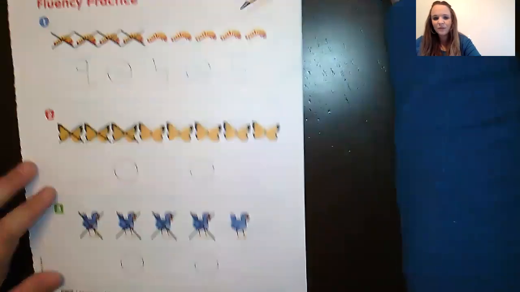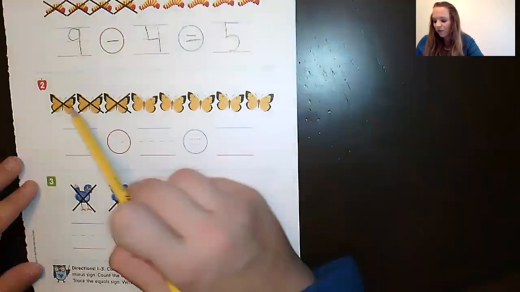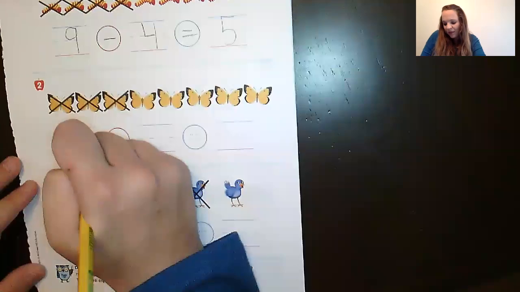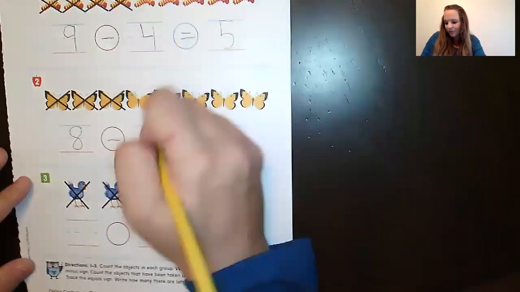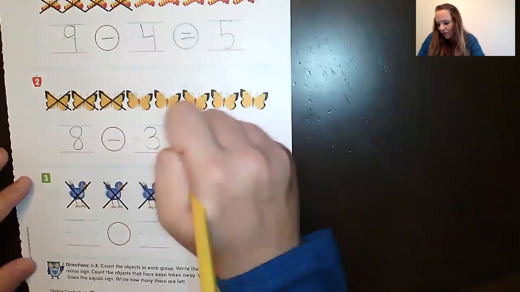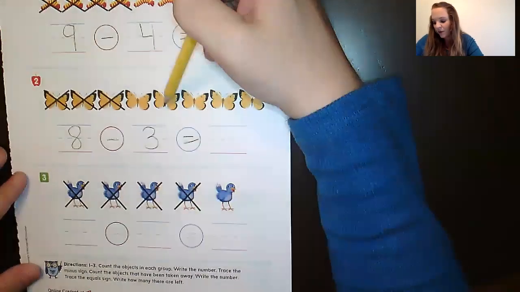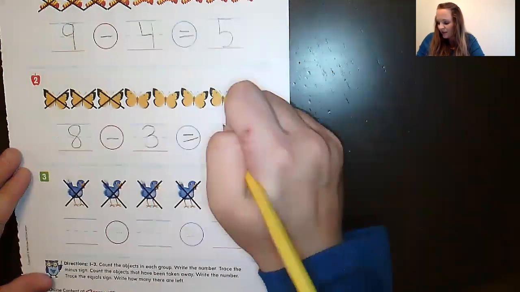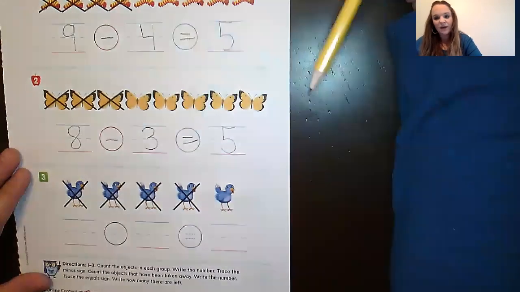All right, next one. Let's see how many butterflies we're starting with. 1, 2, 3, 4, 5, 6, 7, 8. Starting with 8 butterflies. How many butterflies did they take away right here? 1, 2, 3. Equals how many butterflies are left? 1, 2, 3, 4, 5. 5 butterflies left. Let's read it. 8 minus 3 equals 5.